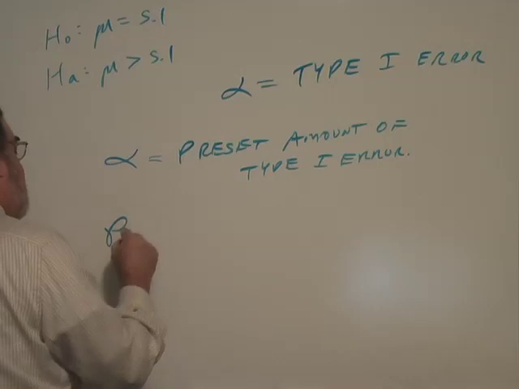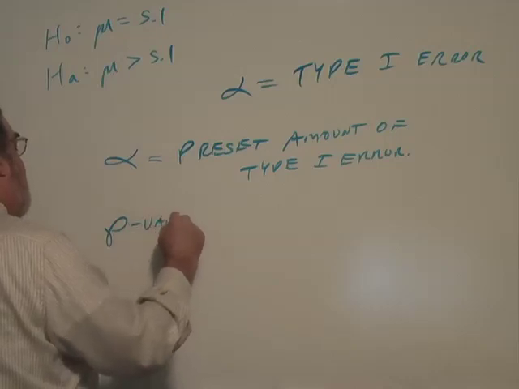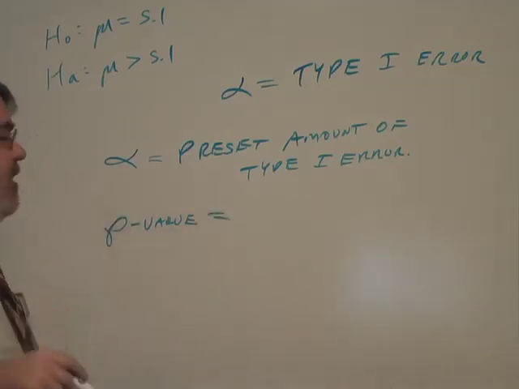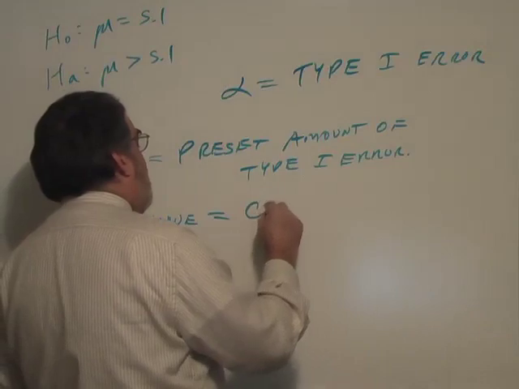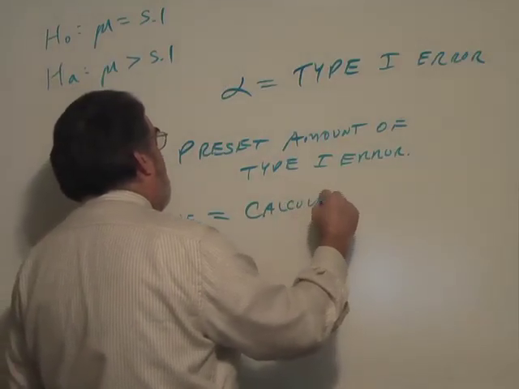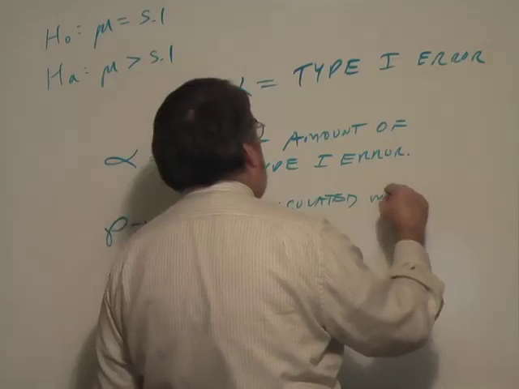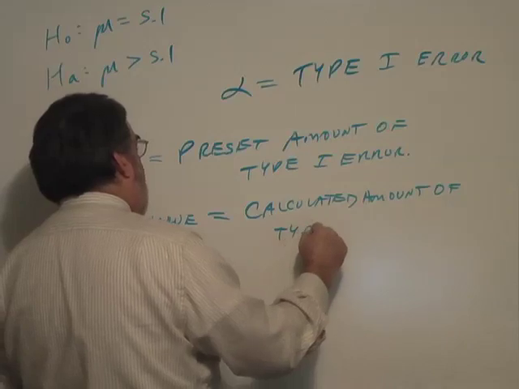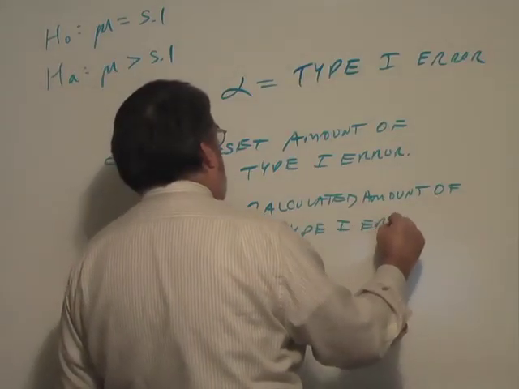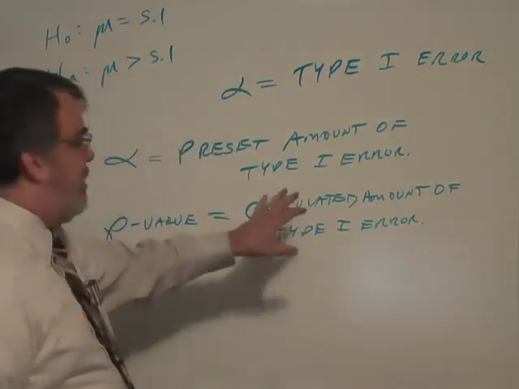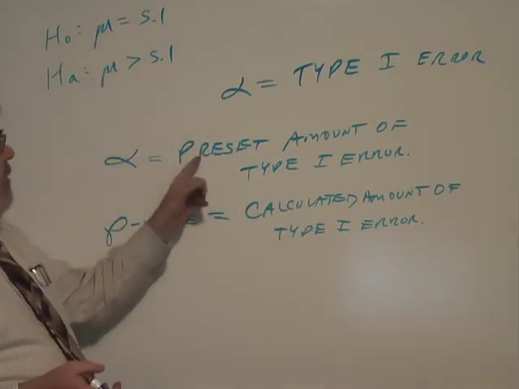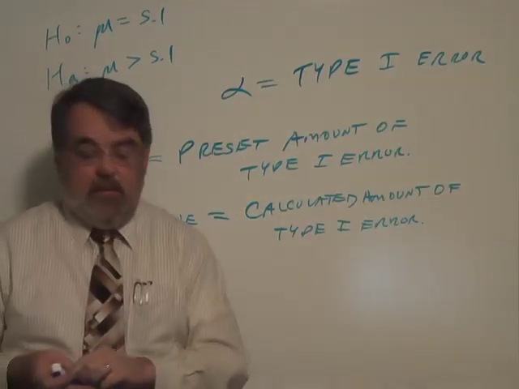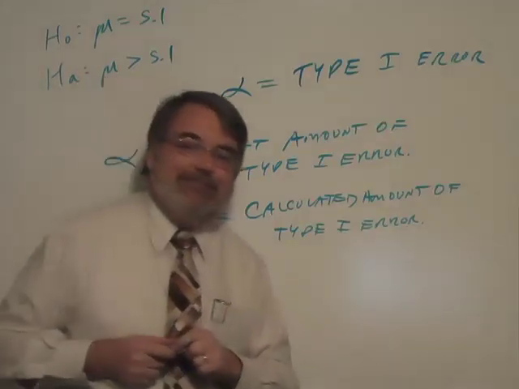The p-value, or simply p, it's a lowercase p, by the way, lowercase p, is the calculated amount of type 1 error. So I hope all that's legible to you. Alpha is preset amount of type 1 error. P-value is the calculated amount of type 1 error. Ooh, well, what does that mean?